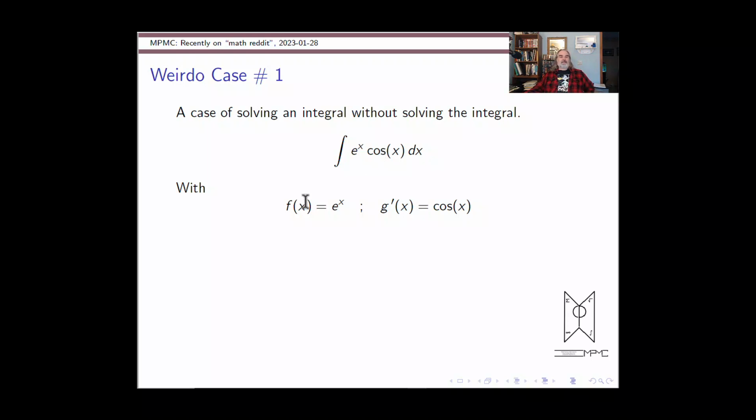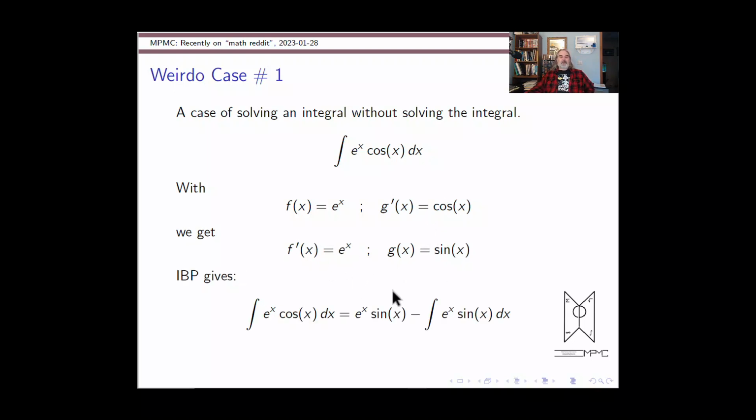So we're going to let f of x be e to the x and g prime is cosine x. That means f prime is e to the x and g of x is sine of x. Okay, and integration by parts gives us this reconstituted integral where the integral of e to the x cosine x is a term sitting there minding its own business minus this integral of e to the x sine of x. So we have gotten nowhere, right? Well, let's take a look at this integral.